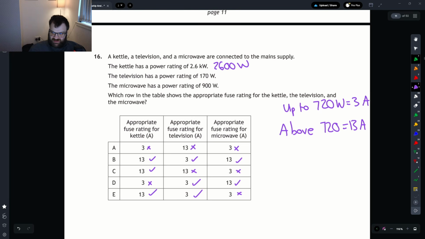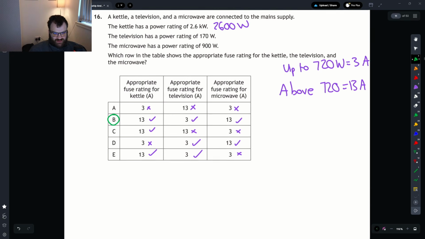Only one that is suitable, the only one that has it correct for all of them would be B. I'd thought for a second there that you could have worked out, if you were given more information, what the power rating, what the current would be, and you want to have a fuse that's above the running current, but not way beyond it, because otherwise it's not going to act as a safety device as it's supposed to do.